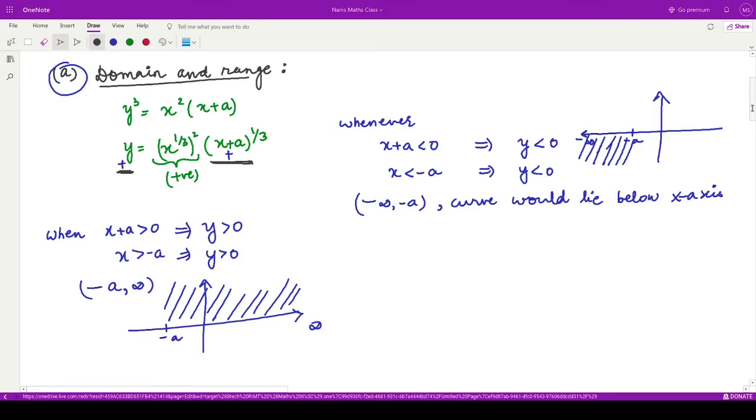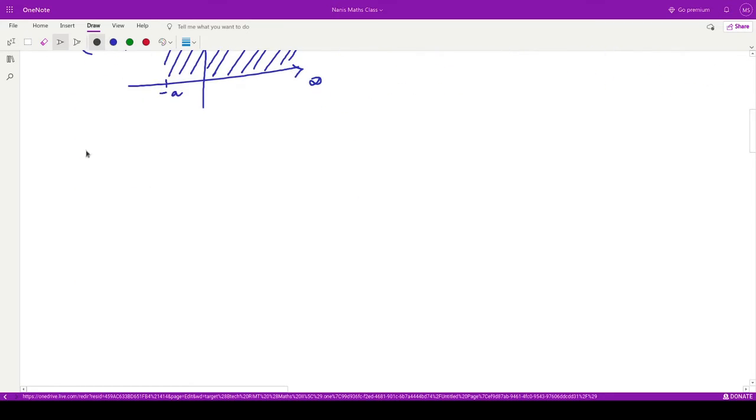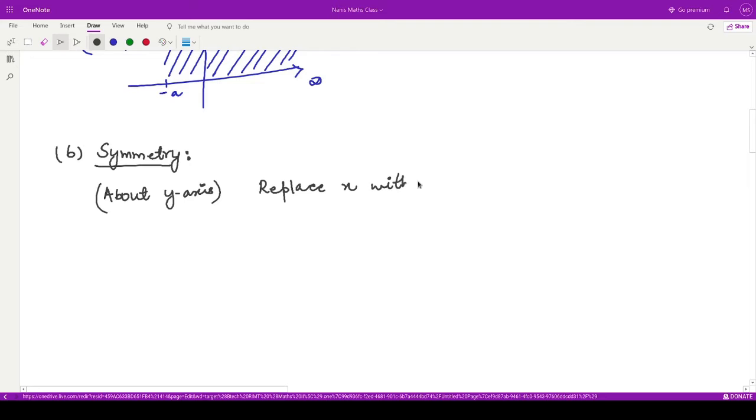Again, let us see another set of information. Let us now discuss the symmetry of this function. In order to check the symmetry of this function about y-axis, let us first check its symmetry about y-axis. What we do is we just replace x with the corresponding minus x. So what do we get?